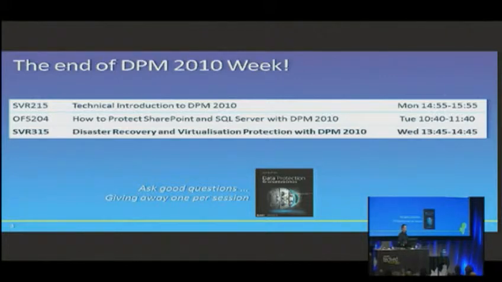In yesterday's session in the office track, we talked a lot more specifically about how DPM uses the volume shadow copy services, or VSS functionality, in order to protect your data. And I used examples like a SharePoint farm and SQL Server databases for that.